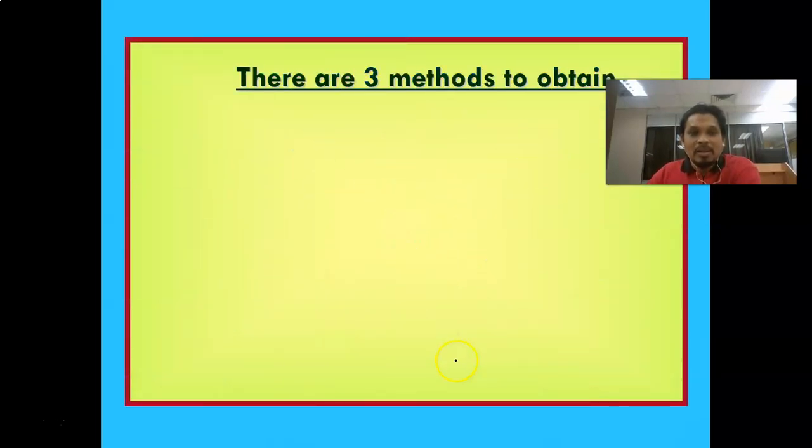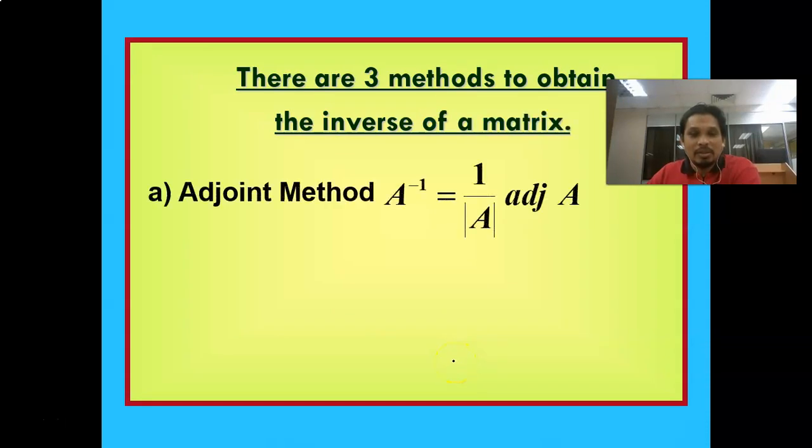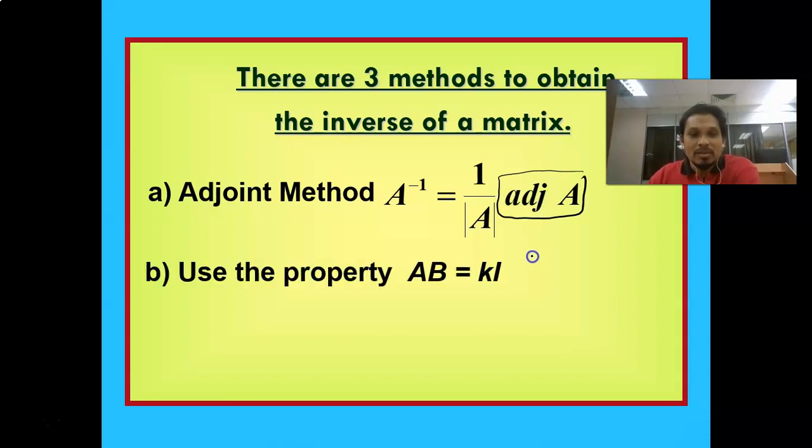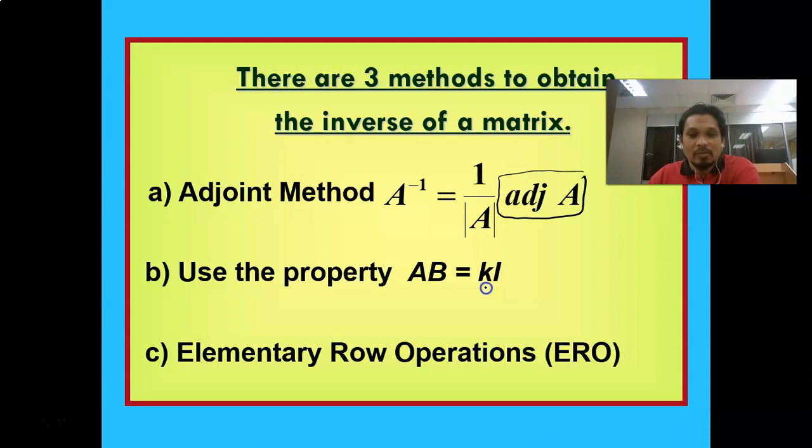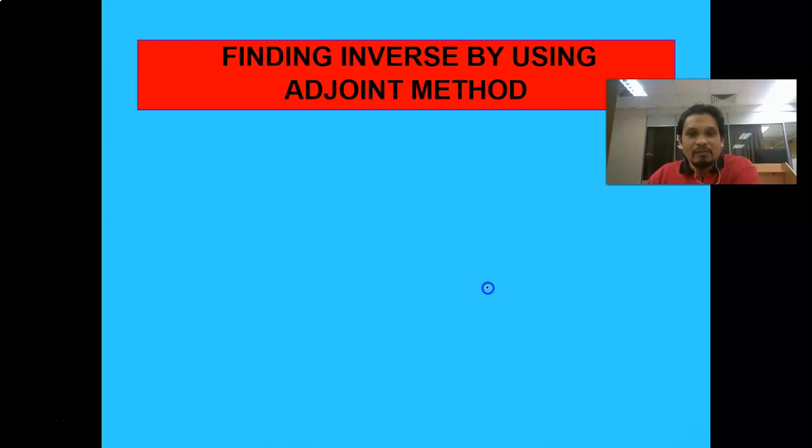Then, there are 3 methods to obtain the inverse of a matrix. The adjoint, as we discussed just now: the inverse of A is 1 over the determinant multiplied with the adjoint. Then use the properties of AB equal to kI, and the elementary row operations. Find the inverse using the adjoint method.